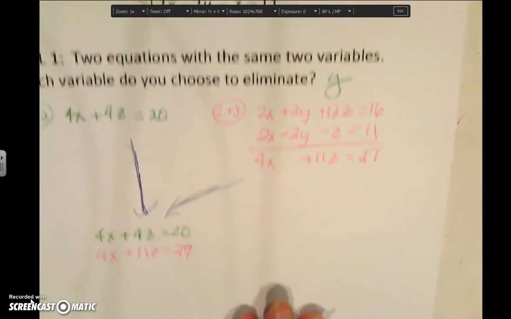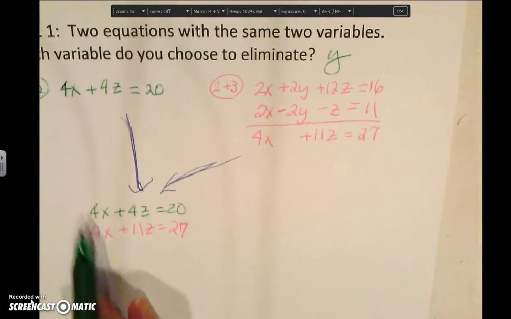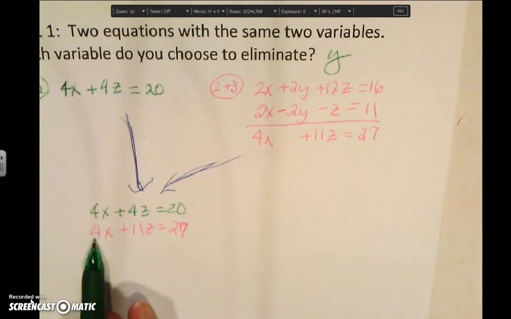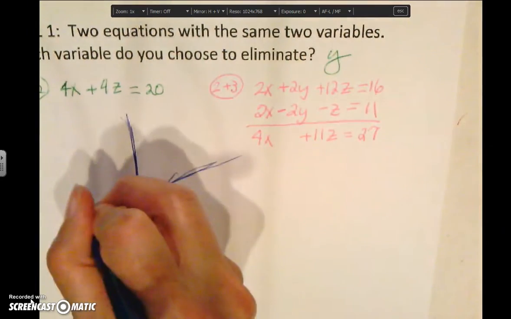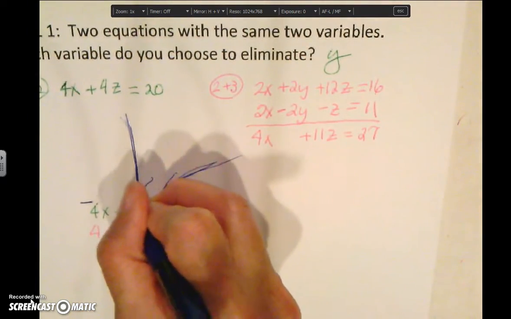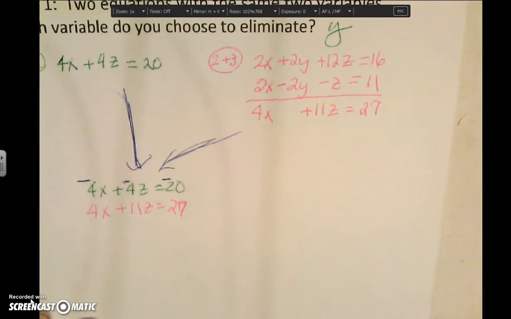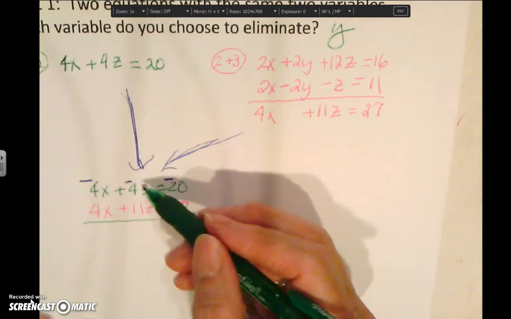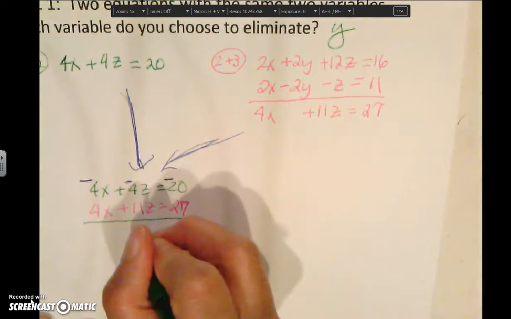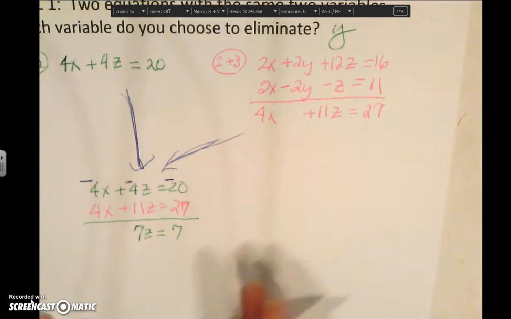Try to be neater. All right, so in order to get them to eliminate when I add, I need to multiply through one of them by a negative. So if you are very careful about that, you could put the negative right there and make sure you multiply all of them by that negative. And then we're going to add them together. So that adds up to 0. This adds up to 7z, and this adds up to 7.